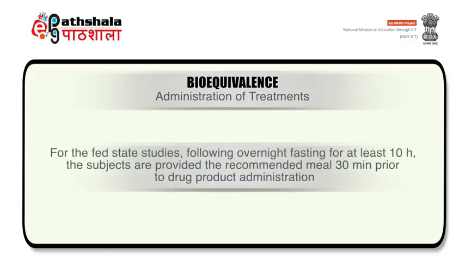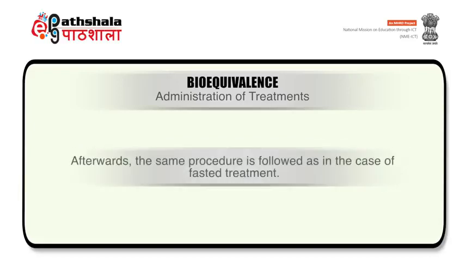For the fed state studies, following overnight fasting for at least 10 hours, the subjects are provided the recommended meal 30 minutes prior to the drug product administration. Afterwards, the same procedure is followed as in the case of fasted treatments.